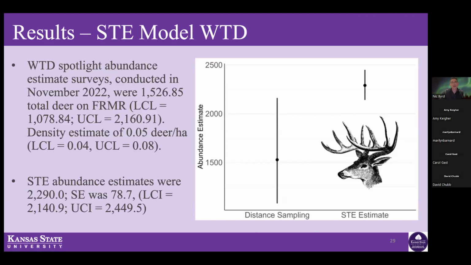From our spotlight abundance surveys that we did on November 16th, 17th, and the 20th of 2022, white-tailed deer abundances were estimated at 1,526 on Fort Riley. And with our space-to-event models, we estimated 2,290, with a little bit of overlap in our confidence intervals.